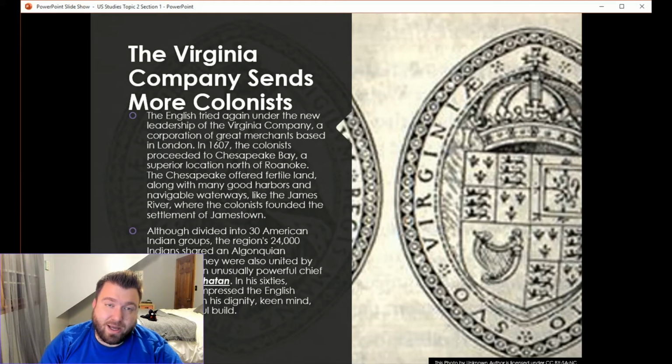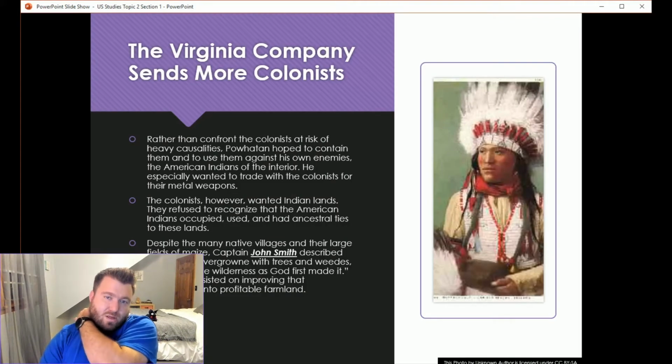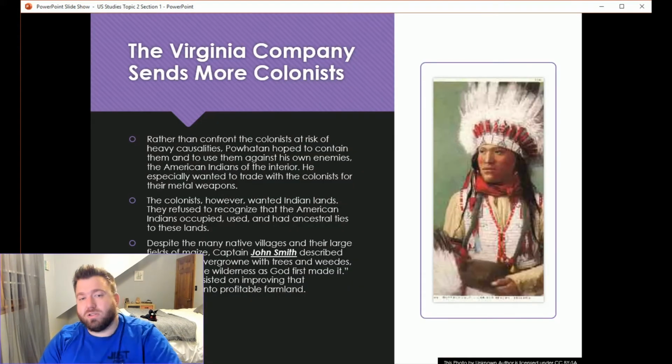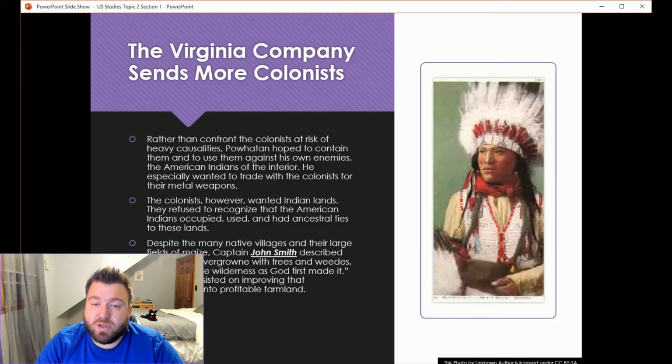There, Powhatan. I believe anybody from this area, that should sound pretty familiar to you. The Virginia Company sends more colonists. Rather than confront the colonists at risk of heavy casualties, Powhatan hoped to contain them and use them against his own enemies, the American Indians of the interior. He especially wanted to trade with the colonists for their metal weapons.